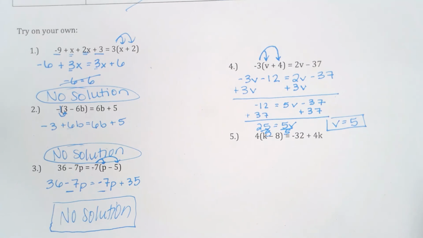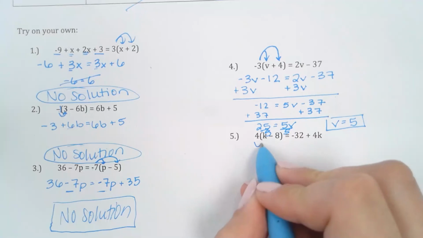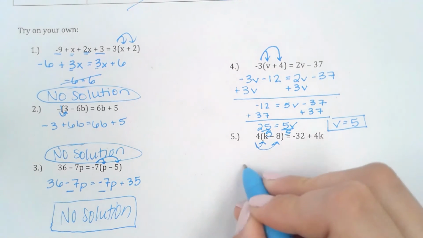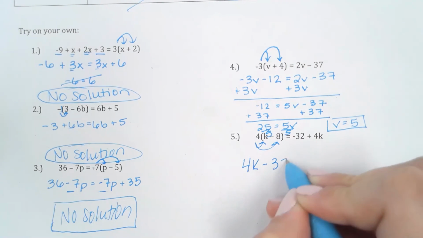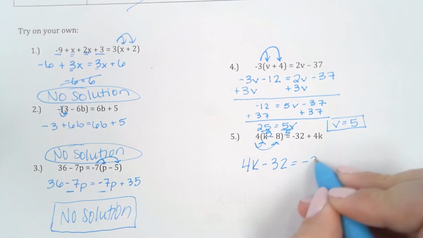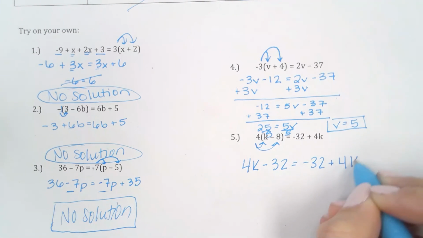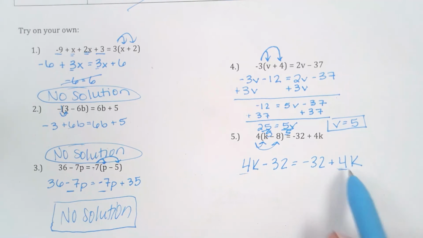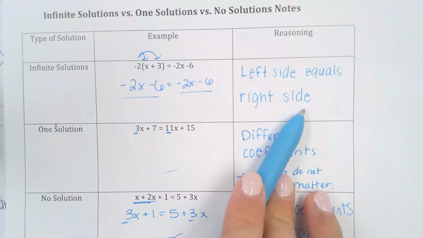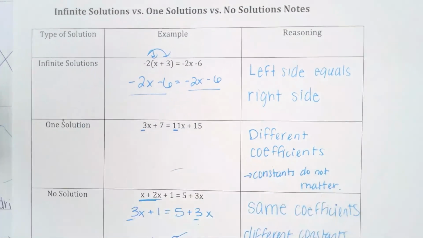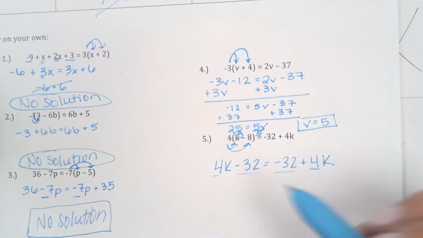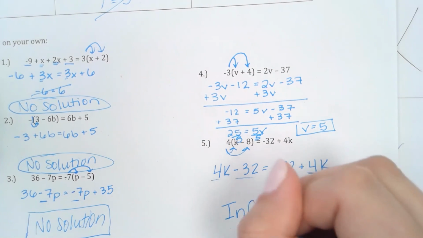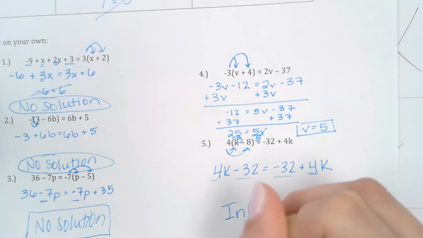All right, and then the last one down here. I can simplify the left side by doing the distributive property. I'm going to be left with 4k minus 32 equals, the right side is already simplified. Notice this time how I got same coefficient, same constant. When your left side equals the right side, that means that you're going to have infinitely many solutions. So your answer here is just infinitely many solutions.